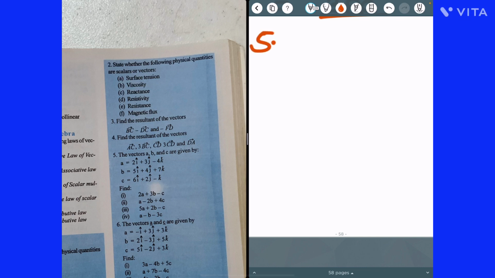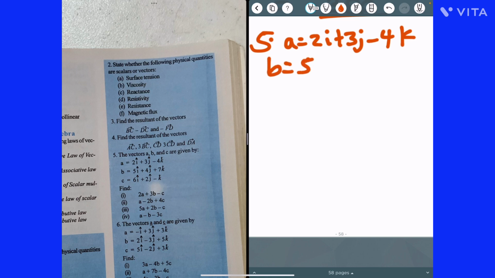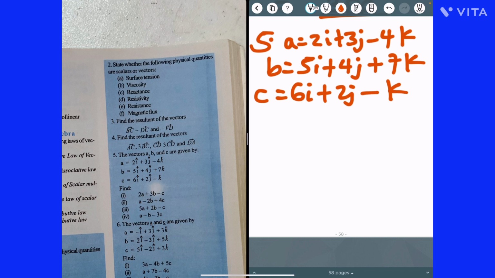The vectors A, B, and C are given by A is equal to 2I plus 3J minus 4K. B is equal to 5I plus 4J plus 7K. Then C is equal to 6I plus 2J minus K. The question says find 2A plus 3B minus C.